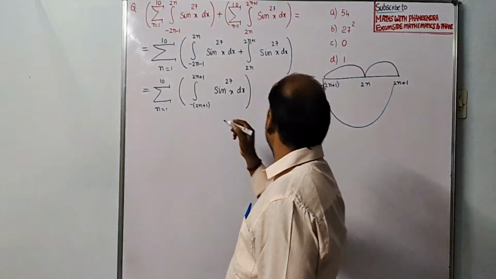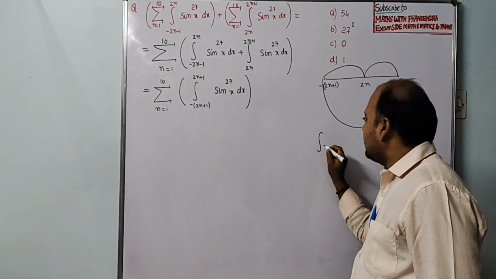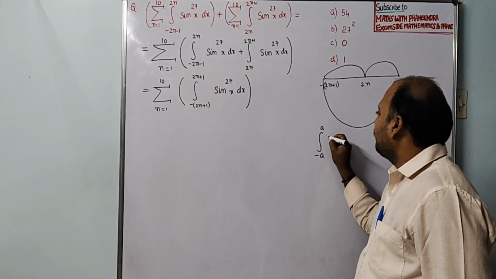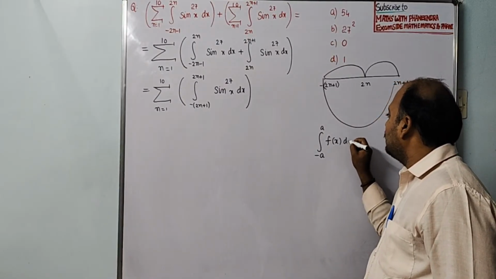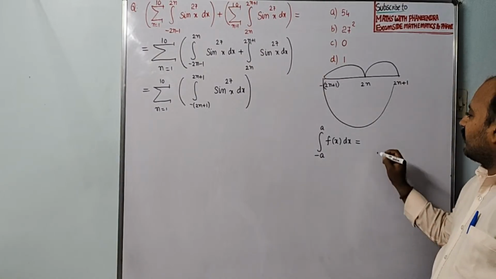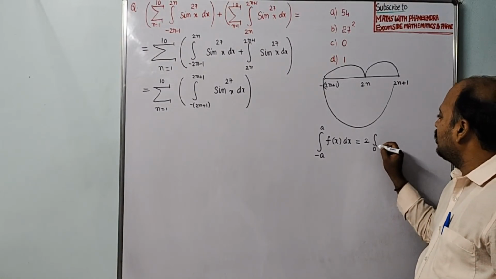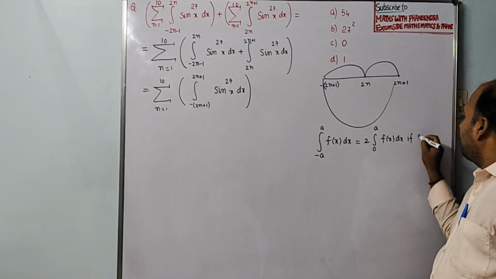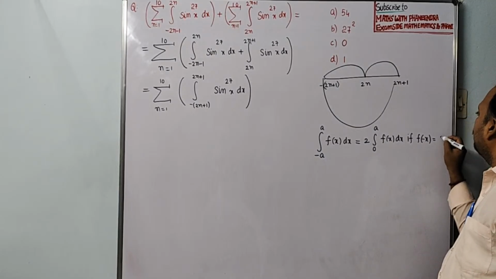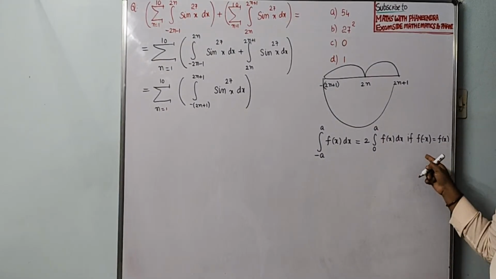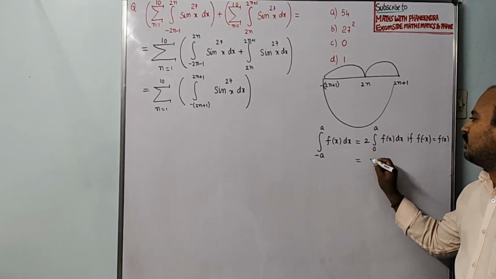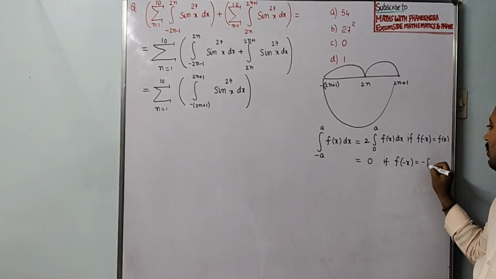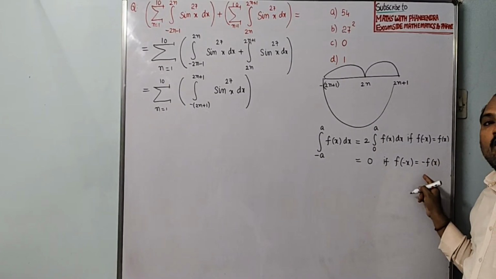Here, we know one of the important results in definite integration: integral from minus a to a of f of x dx is equal to 2 times integral from 0 to a of f of x dx if f of minus x equals f of x, that means an even function, and it is equal to 0 if f of minus x equals minus f of x, an odd function.